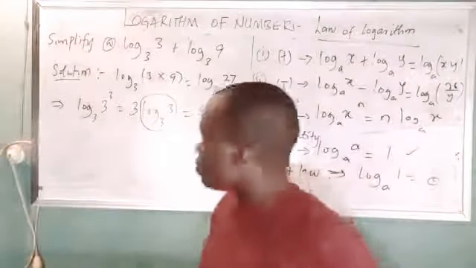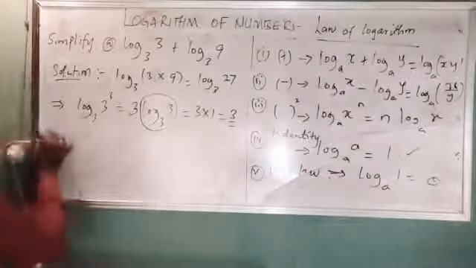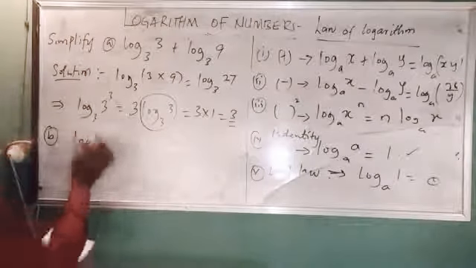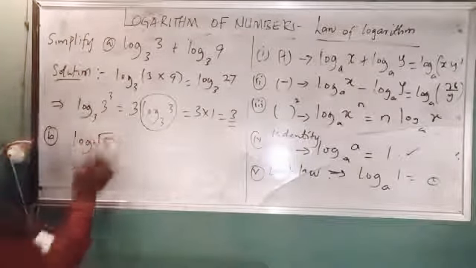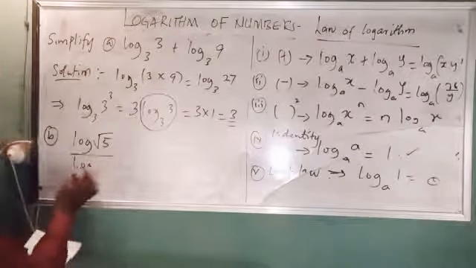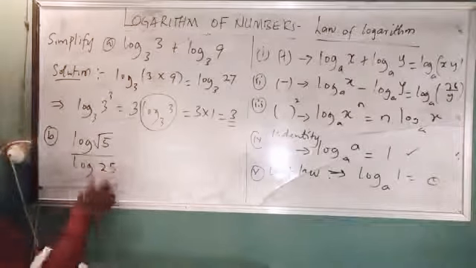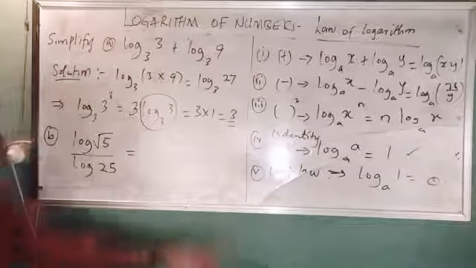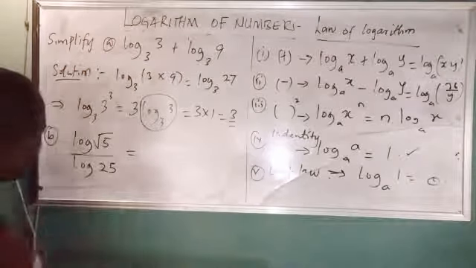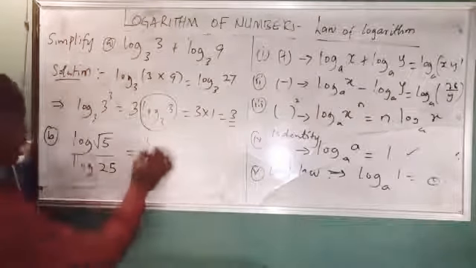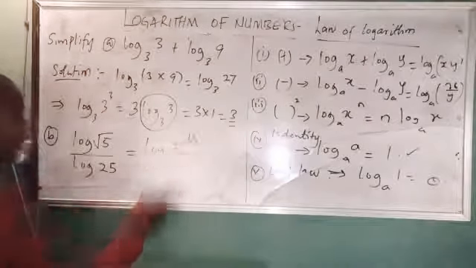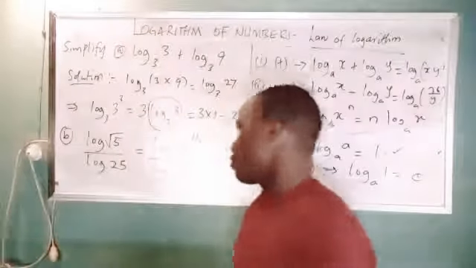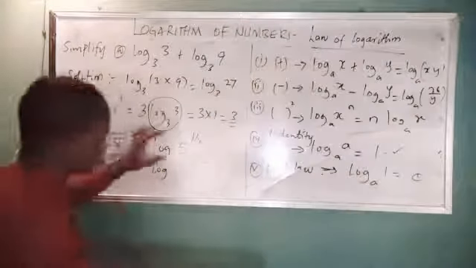So now we are going to look at another question. That is, simplify log root 5 divided by log 25. So if you want to solve this, you want to write this further before you can apply any of these laws. So how are you going to do it? You can write this numerator as log 5 raised to power half. If you go back to the law of indices, you can see this. So we are given this to solve. So the numerator can be expressed as this.